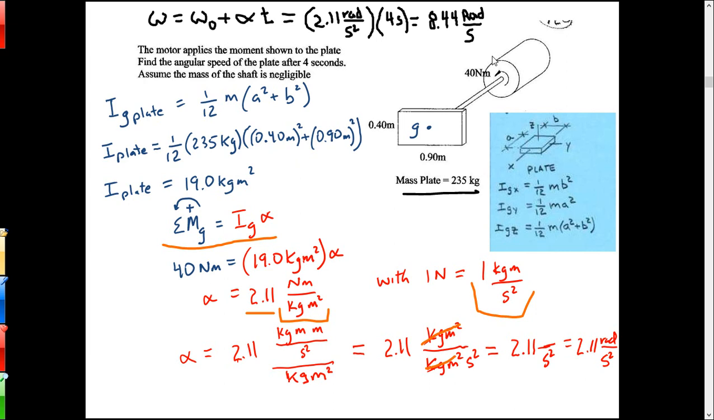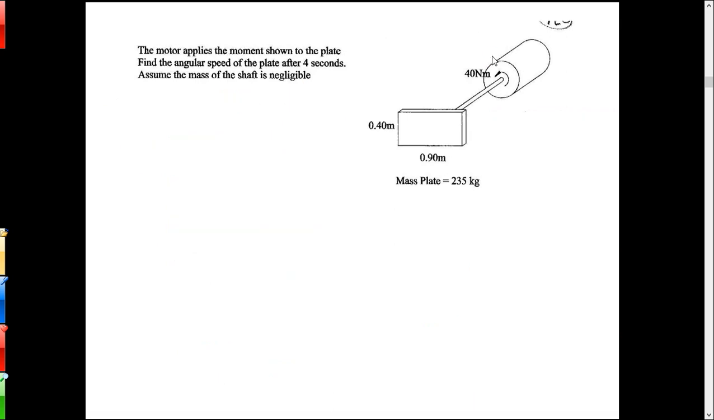So we all right with that? So that's kind of the basics of this, and that's very analogous to F equals ma. I mean, it's a very similar type problem we're working through, except it's a rotational problem. So it's M equals I alpha. Okay.